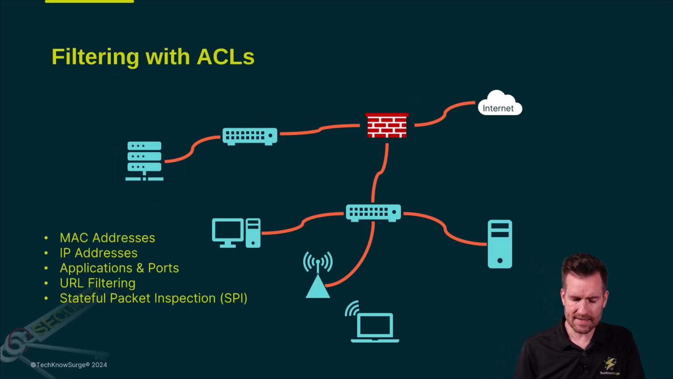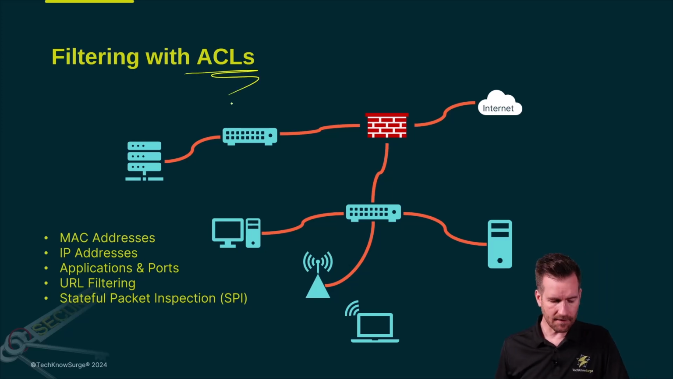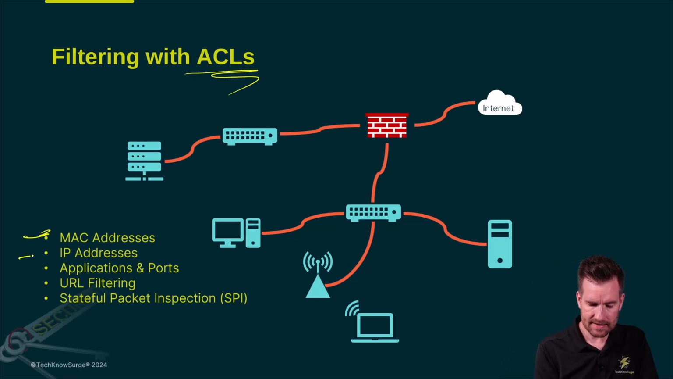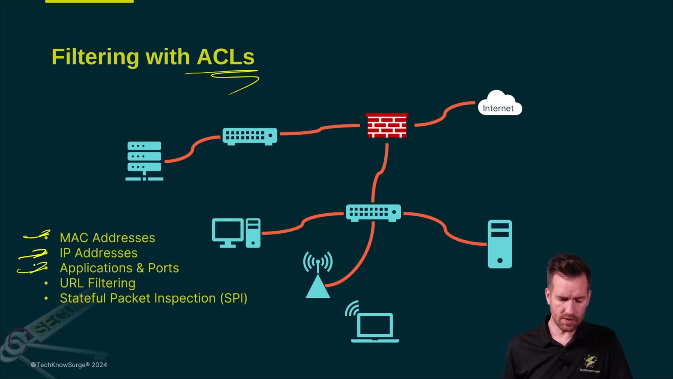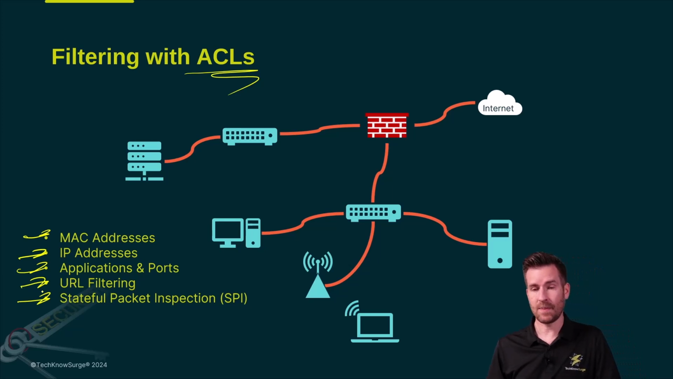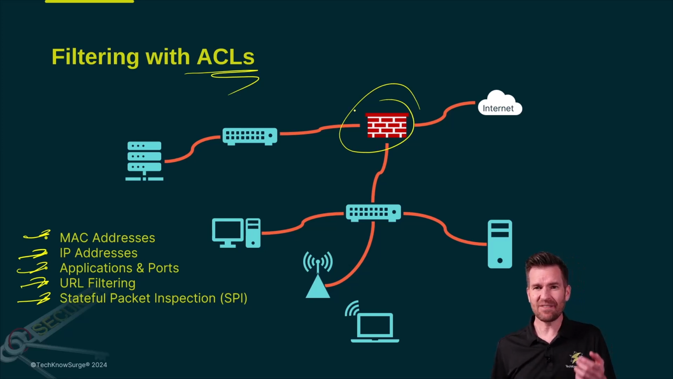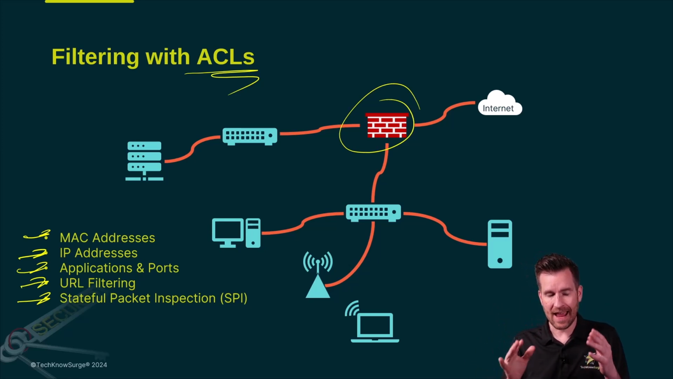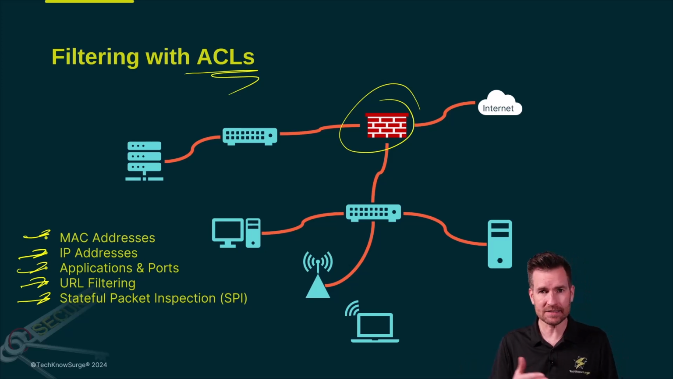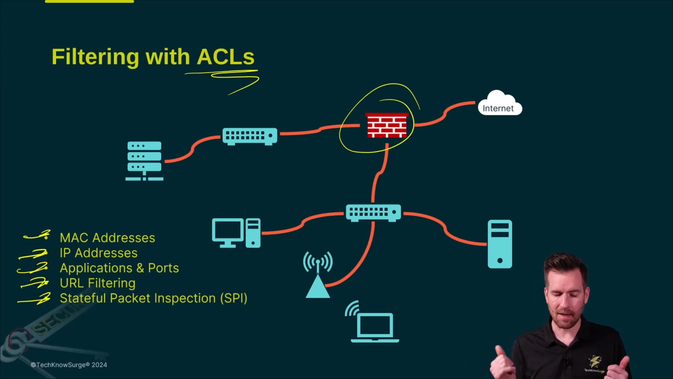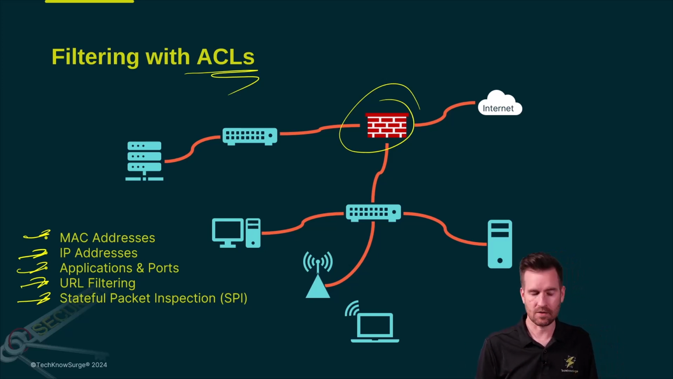There are several ways that an ACL could filter. It could do it off of a MAC address. It could do it off an IP address. It could do it off of applications and ports. It could do it through URL filtering. It could do it through stateful packet inspection. So when that traffic is coming through this firewall, it can have these different ACLs, with different methods to actually look at the traffic going across there and accept or deny based off of some of these criteria.